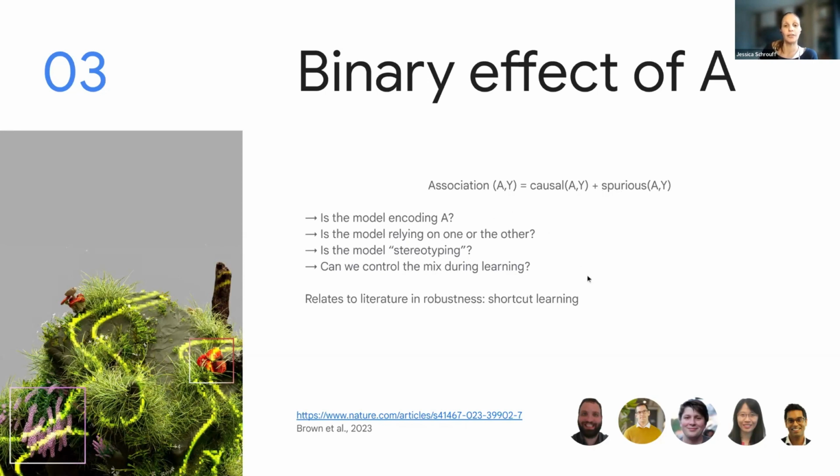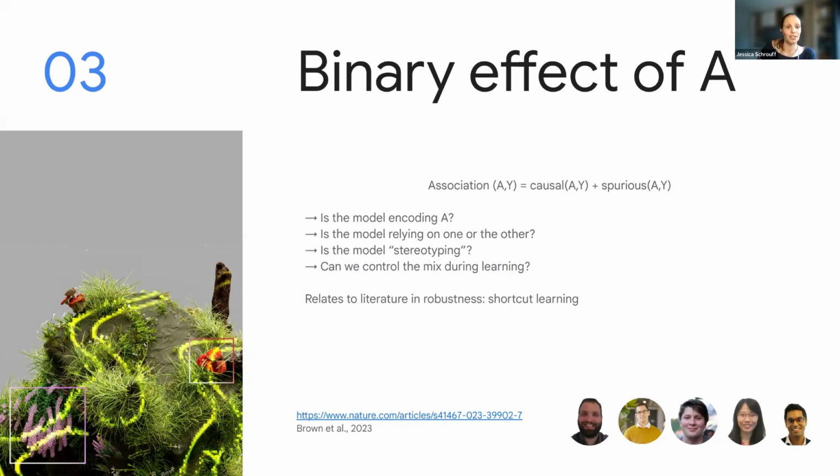So we're going to try and answer some of these questions. Whether the model is actually encoding the signal, whether the model is relying more on the causal or spurious part, although we can't really distinguish that. We can mostly distinguish whether the model is doing incidental learning and whether it's actually amplifying the causal signal. We're going to see whether the model is stereotyping and whether we can control this association during the learning.